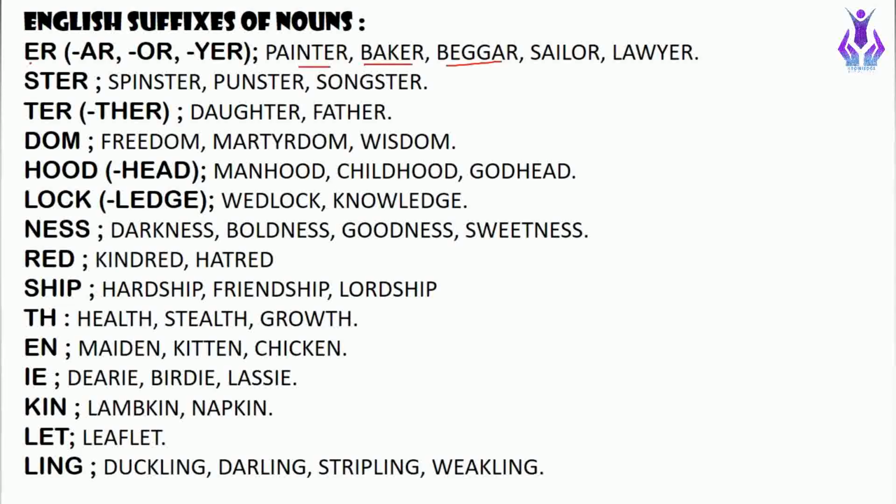The next is ness: darkness, boldness, goodness, sweetness, and also red, kindred, hatred. The next is ship: hardship, friendship, lordship. Then we put th: health, stealth, growth. When we put en: maiden, kitten, chicken, there are so many examples. So these are the suffixes that, when we add them to the primary words, give us nouns.